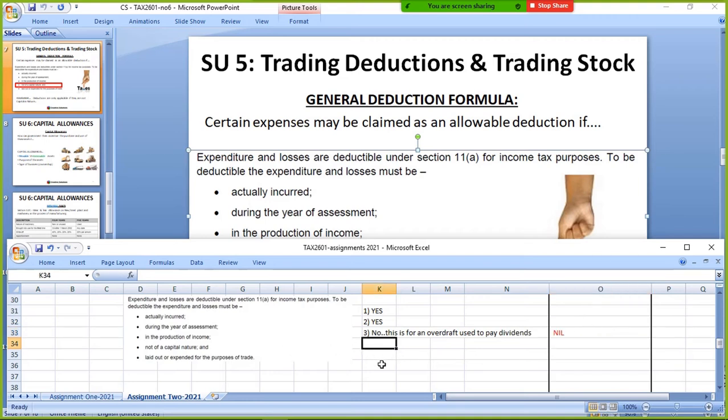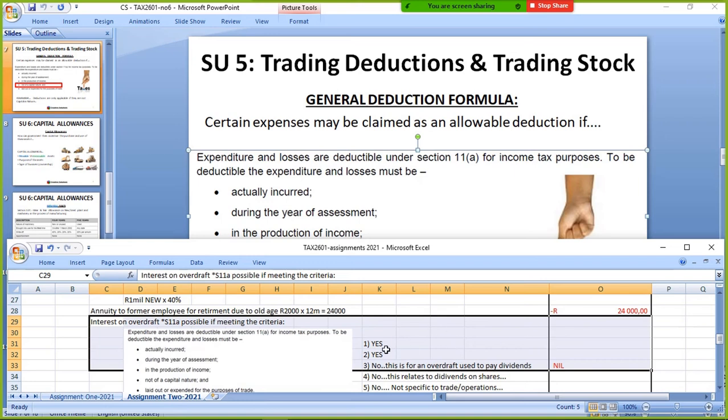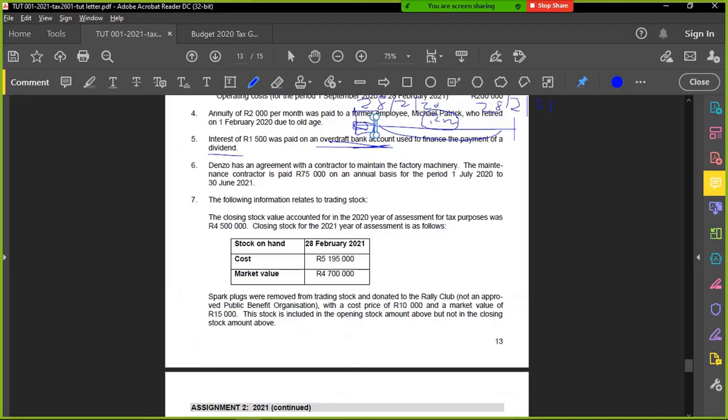Also, not of a capital nature. I would say no, this relates to dividends on shares. Expended for the purpose of a trade. That one you could also probably say no, because it's not specific to trade or operations. You can obviously motivate it a bit more, but I'm just explaining why I believe it's a no. Remember, these things can actually get taken to court potentially if the taxpayer disputes this. But obviously, you're going to go with your gut. You're going to go with legislation, and looking at this, it's not very likely that you're going to be able to claim this. It's more unlikely than likely, if that makes sense. Does that make sense?